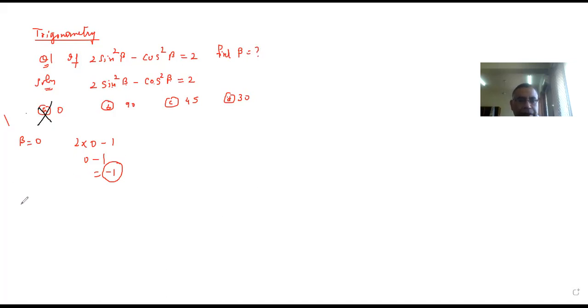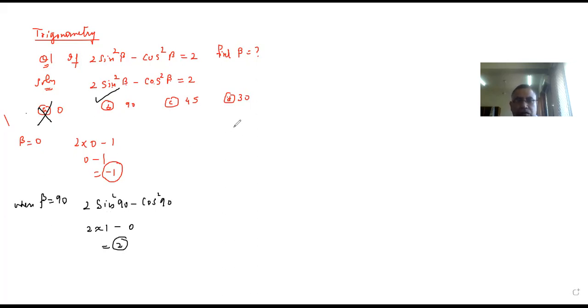Now, second way, when beta is equal to 90, under those circumstances, what will happen to 2 sine square 90 minus cos square 90? Now sine 90 is equal to 1. So 2 times 1 minus cos 90, which is 0, is equal to 2. Yes, this is the correct one.